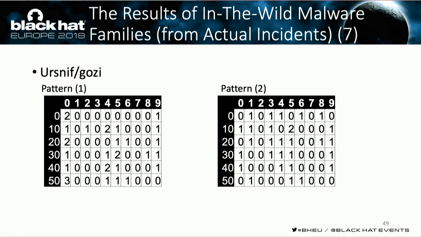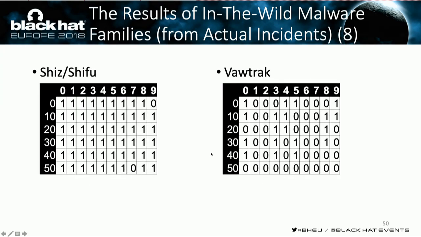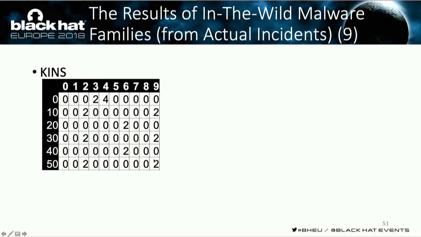From now on, let's take a look at banking Trojans. First, ASNIF. These are a little bit complicated patterns like this. It connects 2 or 3 minutes in a row, and it sleeps for several minutes, like this. Next, Sheet or Sheaf. It almost connects every minute. And Votrack. It connects every 3 or 4 minutes, and sometimes 2 minutes in a row. And the last one is Kins. It almost connects every 7 minutes.